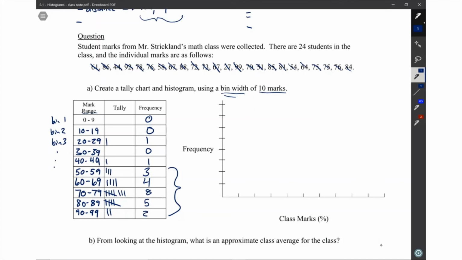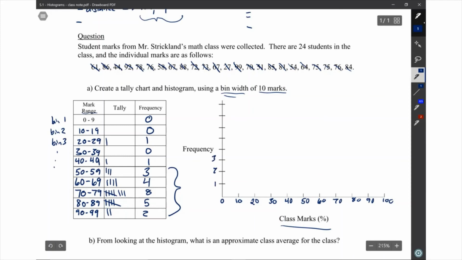We have our frequencies. What we're going to do is create the histogram here. First of all, we notice our bins go along the x-axis, that's horizontally right here. Our first bin is between 0 and 9. Our next bin is between 10 and 19, and then between 20 and 29. So we can just make all of our bins like so, up to 60, 80, 90, and 100. On our y-axis here, we list our possible frequencies. So I'm going to say 1, 2, 3, 4, 5, 6, 7, and 8.